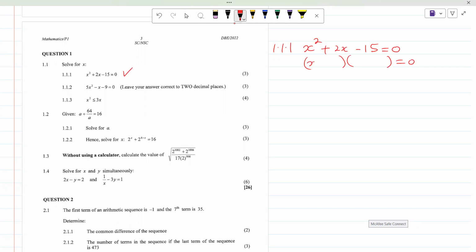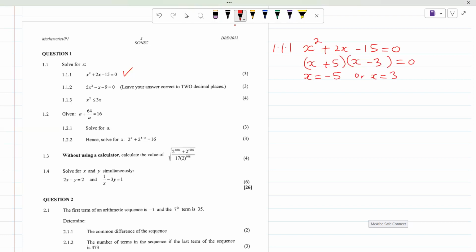What are the factors of x squared? They're x and x. What are the factors of minus 15 that give plus 2? Those are exactly plus 5 and minus 3. So we know that, and that's very obvious. And what are then the solutions to this? We're able to see that the solutions are x equals minus 5 or x equals 3. So those are the solutions.